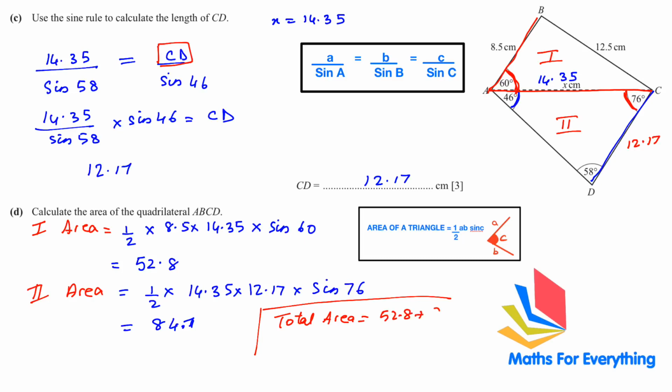52.8 plus 84.7 is 137.5, which is our answer, 137.5 square centimeters. I hope you have understood this question well.